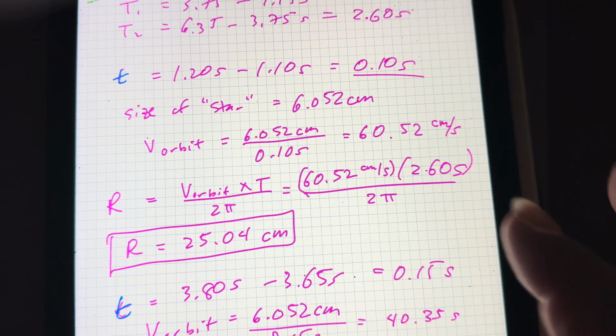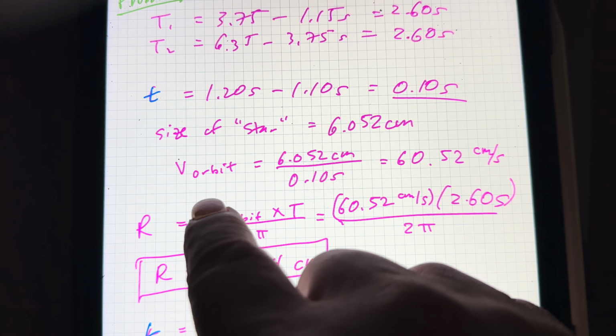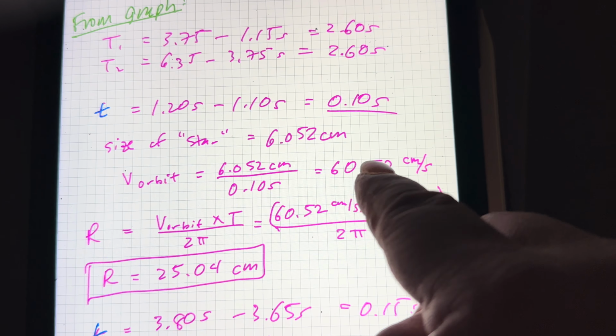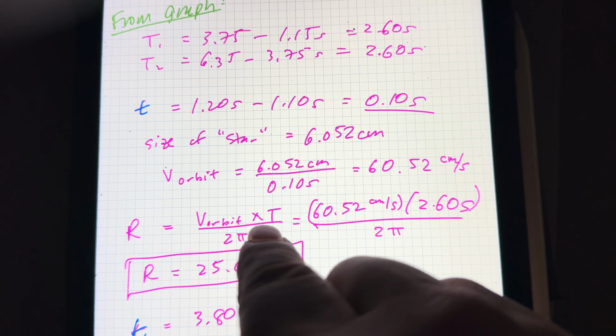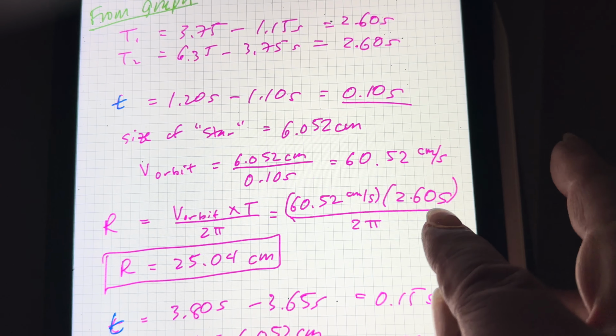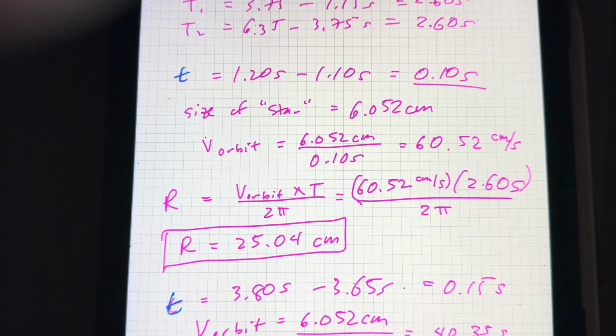And then, from that, I was able to calculate the speed of the orbit to be 60.52 centimeters per second. Then, doing a calculation with the orbital speed and the period, which I found to be 2.0 seconds, divided by 2 pi, I got a radius of 25.04 centimeters.